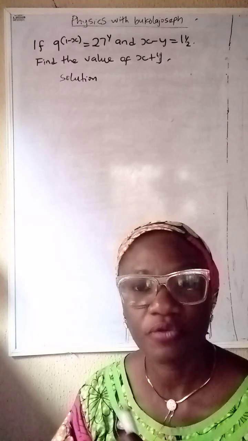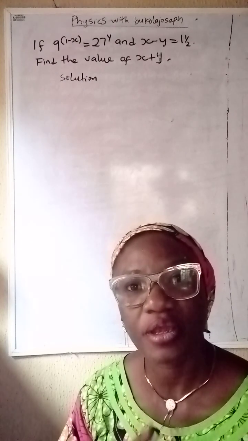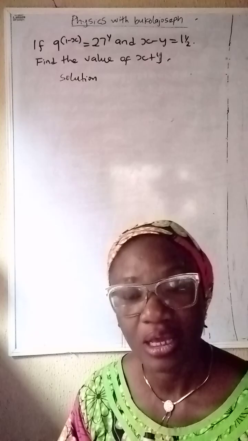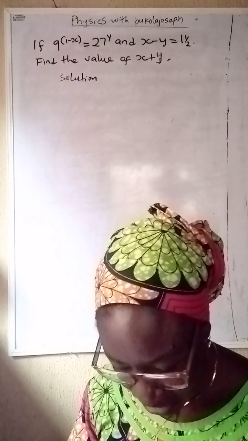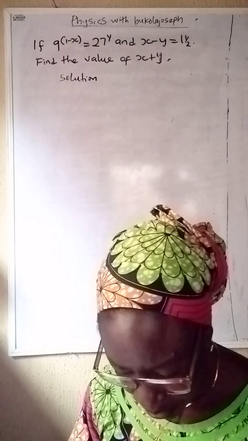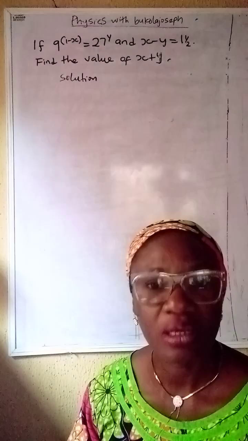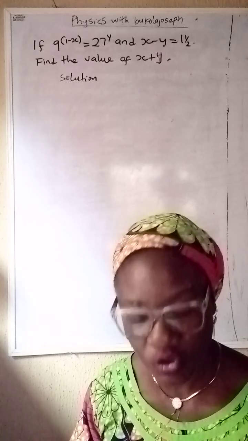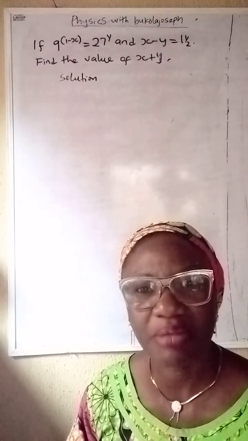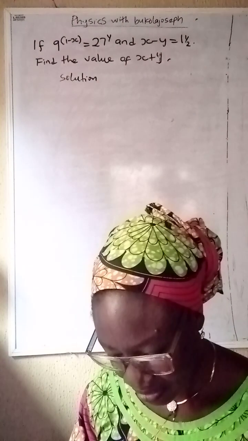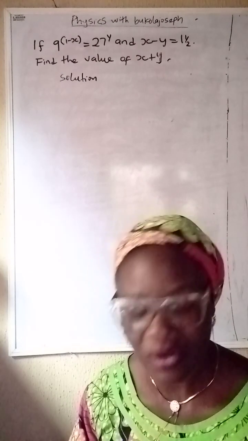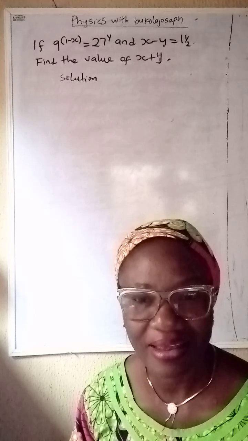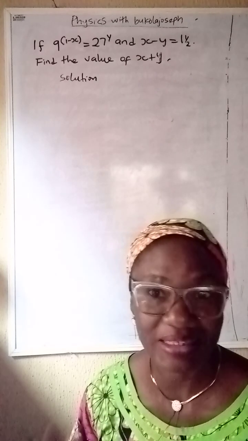So we are going to be solving a WAEC question on the board. This is a WAEC question on the board. I'll read the question and then we'll solve the problem together. So the question says: if 9 raised to power 1 minus x is equal to 27 raised to power y, and x minus y is equal to 1.5, find the value of x plus y. The question is on the board. I hope you can see it.